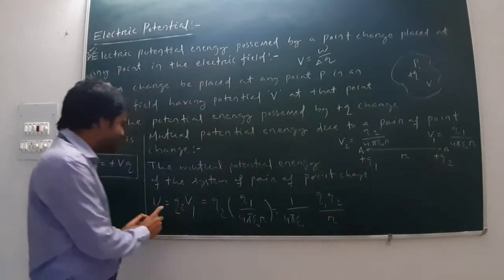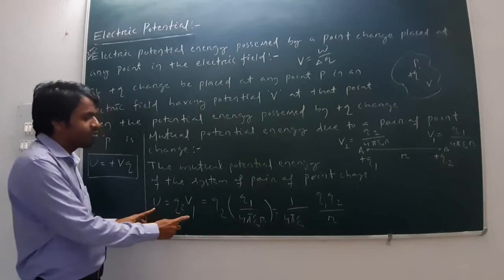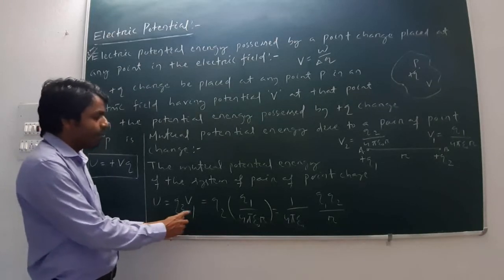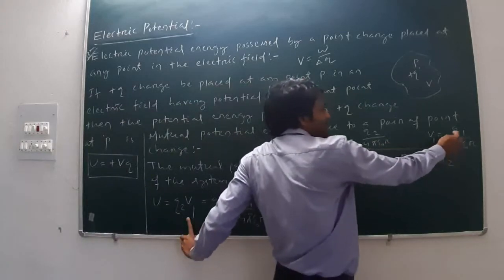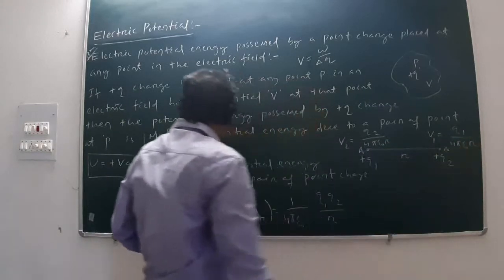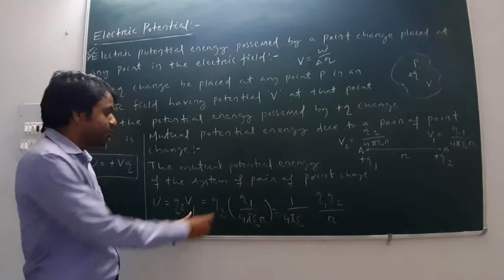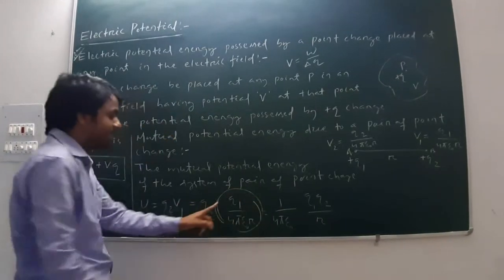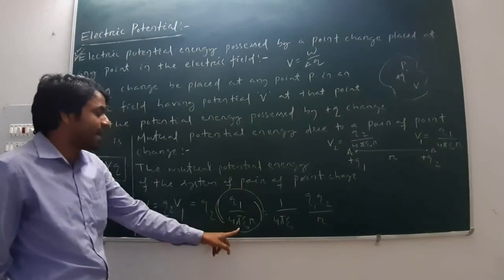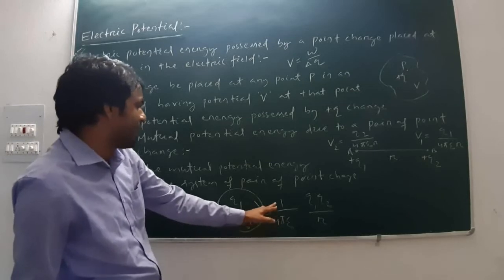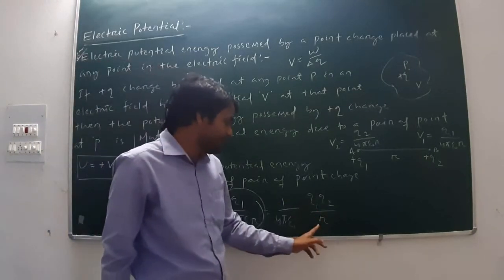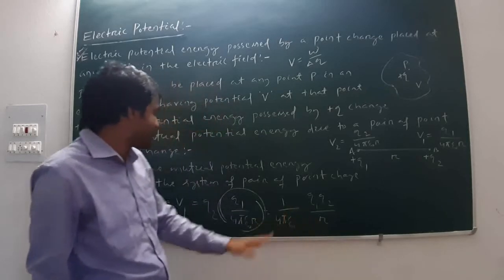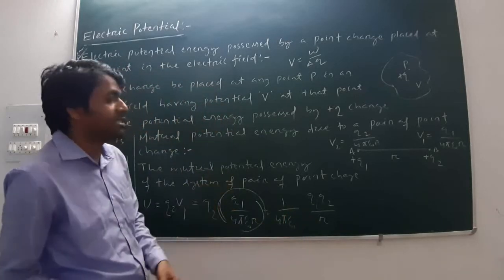So here I have taken any one: U is equal to Q2 into V1. What is the value of V1? That is Q1 by 4 pi epsilon naught R. Q2 into V1 is replaced by Q1 by 4 pi epsilon naught R. That can be written as 1 by 4 pi epsilon naught Q1 into Q2 by R. This is the required expression for the mutual potential energy.